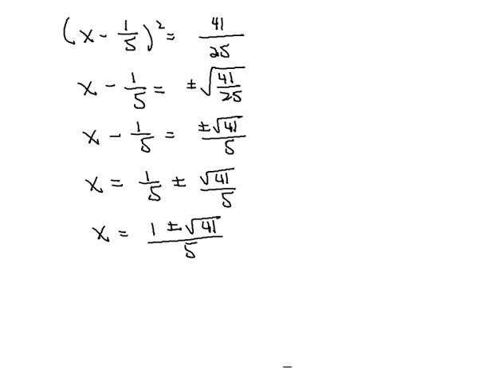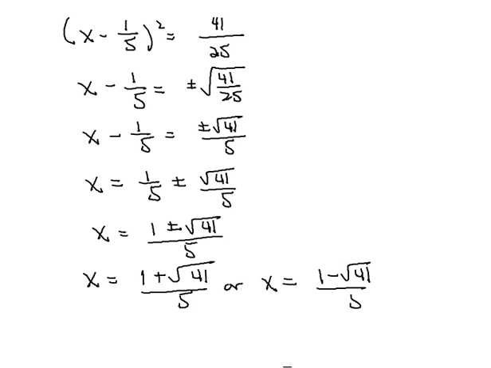all over 5. Now that form is fine, and if you should want to get a decimal approximation to the solutions, you would need to write the values of x separately. So that would then produce 1 plus the square root of 41 divided by 5. And the other x value then would be 1 minus the square root of 41 divided by 5.